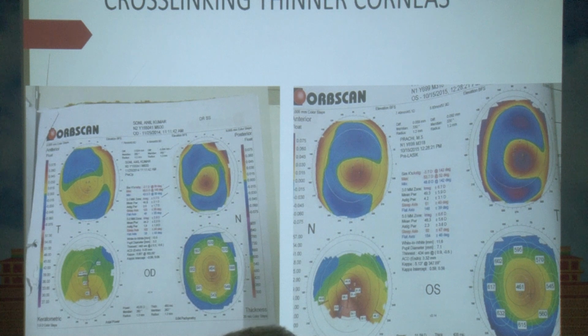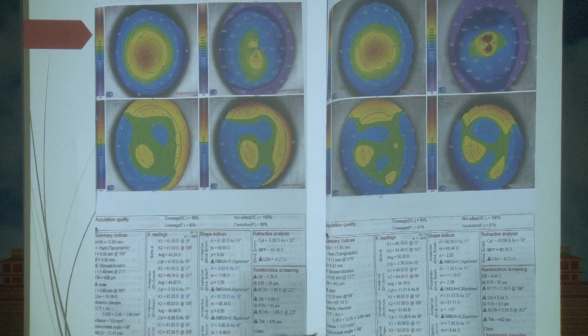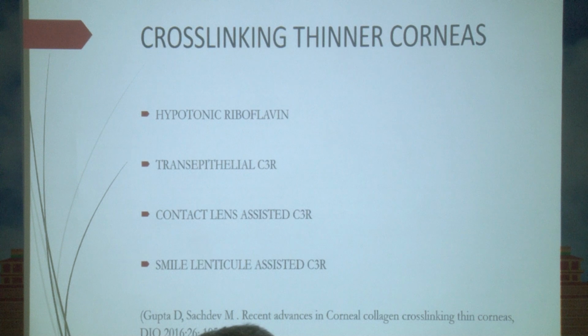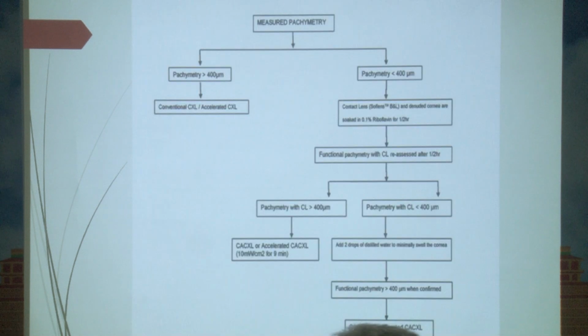So let's take a few scenarios where we have the minimum pachymetry of about 420, 430. So we know if we remove the epithelium, let's say about 55 microns, we are left with a sub-400 level thickness of stroma. So these are the situations where standard CXL would not work. In these cases, we have to think of other alternatives. So what are the other alternatives that are known? One is use of hypotonic riboflavin, transepithelial cross-linking, then contact lens assisted cross-linking, and SMILE lenticule assisted cross-linking. So these have all been tried.